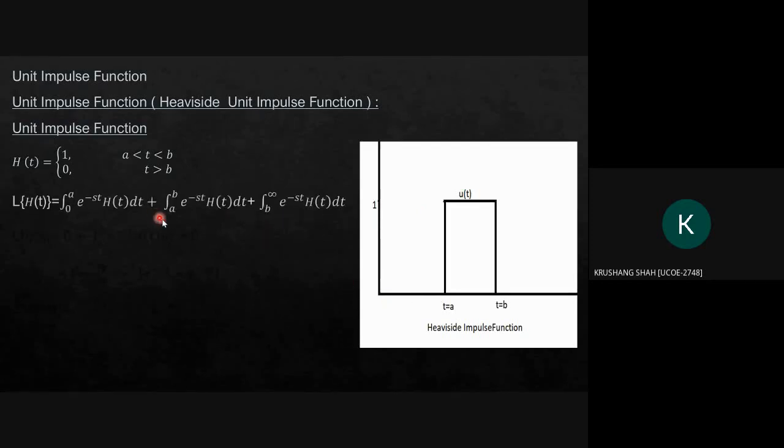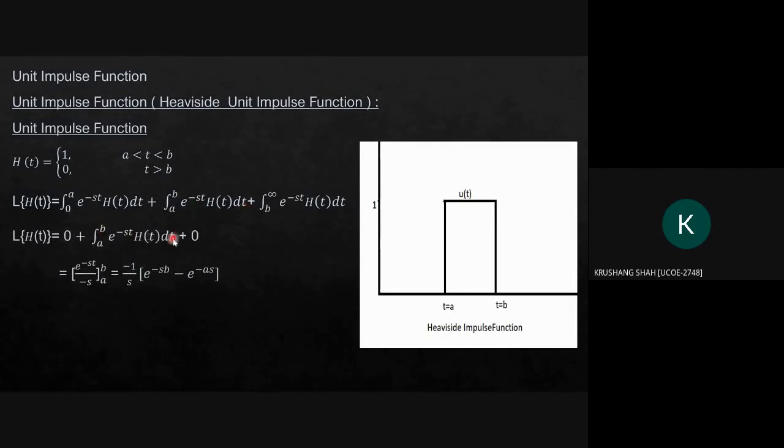So we can apply Laplace transformation here too, and we can split the limits into three parts, that is 0 to a, a to b, and b to infinity. But in 0 to a the value of the function is 0, and in b to infinity also the value of the function is 0. So we have to integrate only this middle term, that is the integration from a to b of e raised to minus st h of t dt.